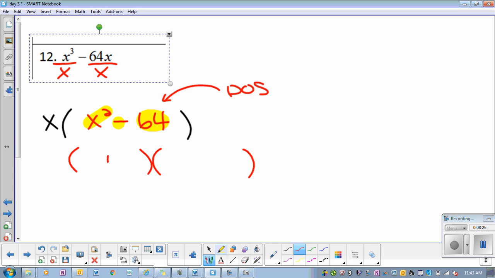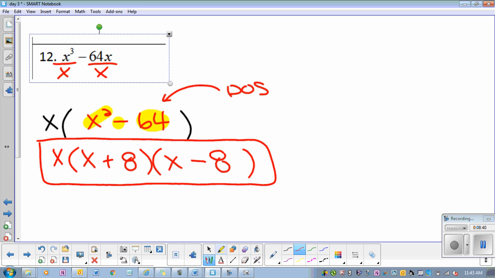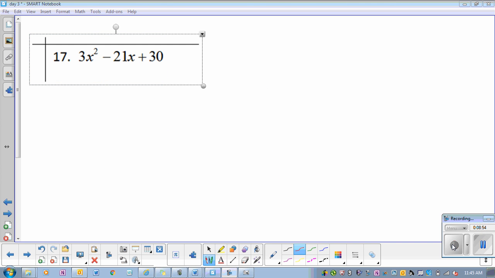So double parentheses, opposite signs. What's the square root of x squared? X. What's the square root of 64? 8. Don't forget to bring down the GCF. Alright. So what looked like it should be maybe a SOAP because it looked like x cubed, when we took the GCF out, it turned out to be an x squared, and then it was a DOTS, right?